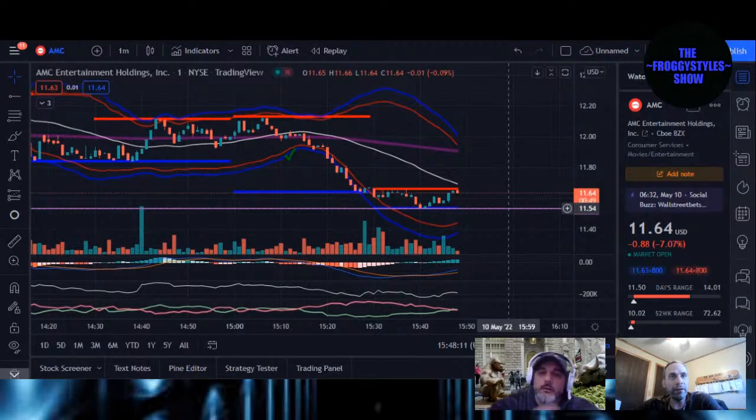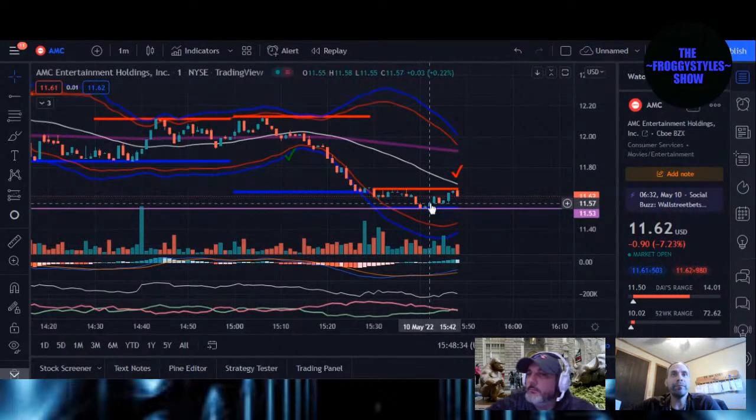Just because in order to spring a bear trap, you've got to trick the bears into believing that it's going to keep going down tomorrow. And then they load up on puts. And then during pre-market tomorrow morning is when you'll see the stock bounce up 50 cents, and it will basically just mangle all those bears.